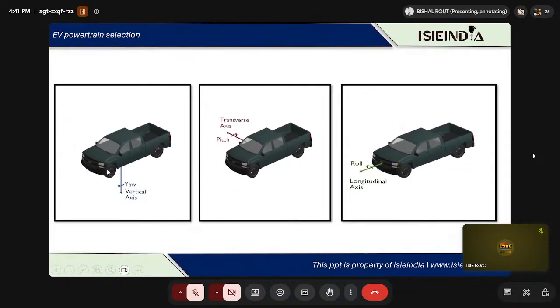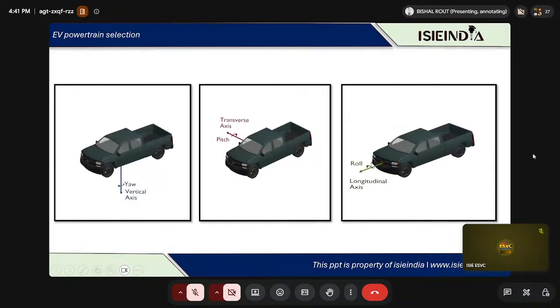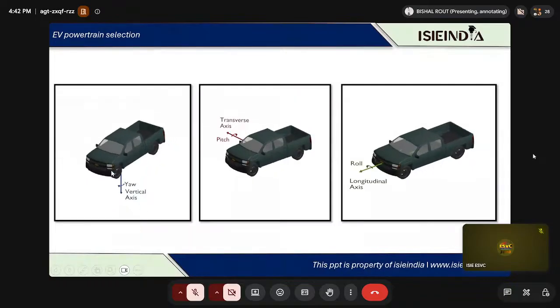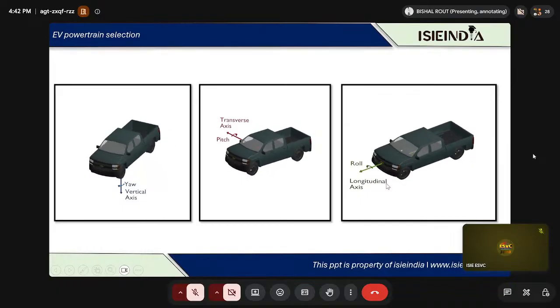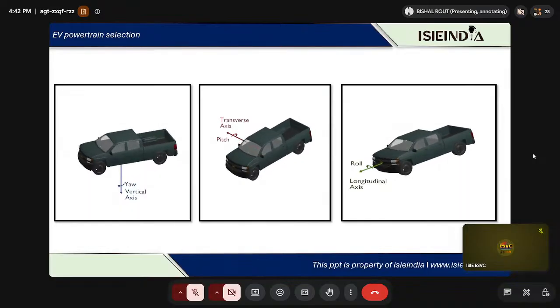So you can see this is yaw, this is pitch, and this is roll. The y-axis is always called the transverse direction axis, the x-axis is the longitudinal direction, and the z-axis is the vertical axis. Rotation along x is called roll. Rotation along y is called pitch. Rotation along z is called yaw. This you need to remember.